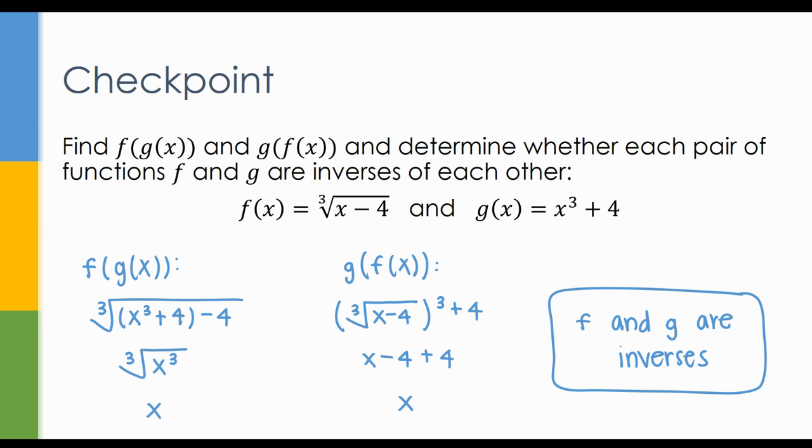So in this case, we actually did. Remember, if I do f of g of x, I plugged the x cubed plus 4 into the x underneath that cube root. So the 4's were able to cancel. Taking the cube root of x cubed gave us x. Then I wanted to take the cube root of x minus 4 and substitute that into the x in g of x. So if I cube a cube root, that leaves you just with what was underneath the radical, which was x minus 4. I still had to add 4, and that gave me x. So in this case, I did have inverses.